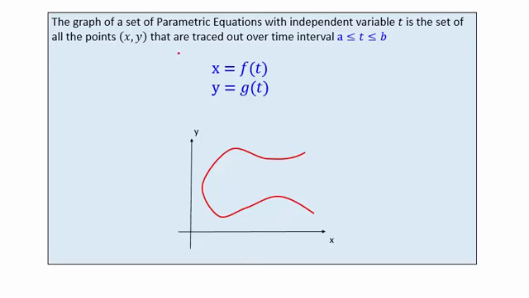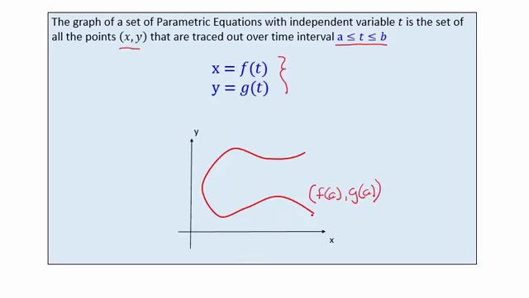The graph of a set of parametric equations with independent variable t is the set of all the points x and y that are traced out over the time interval from a to b. So if you have a pair of equations that define x and y, any time t will tell you where you're at in the coordinate plane. At the beginning of your time interval, we could find our coordinates by looking at f of a, g of a.